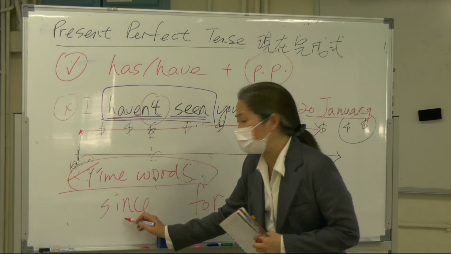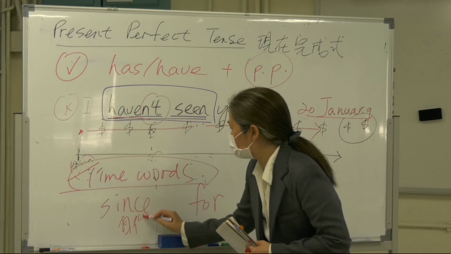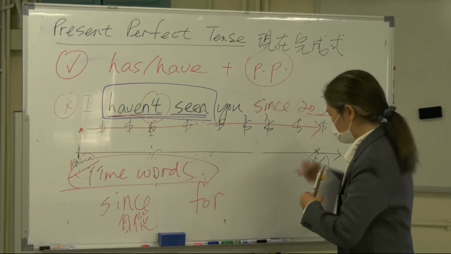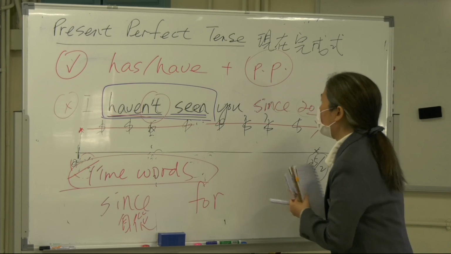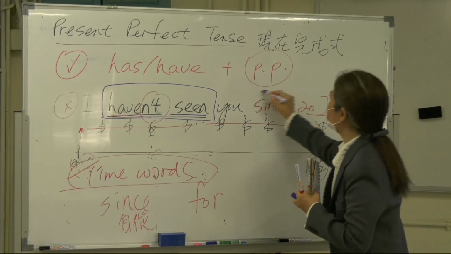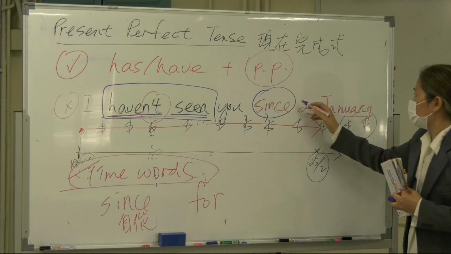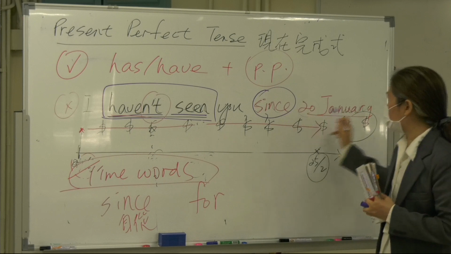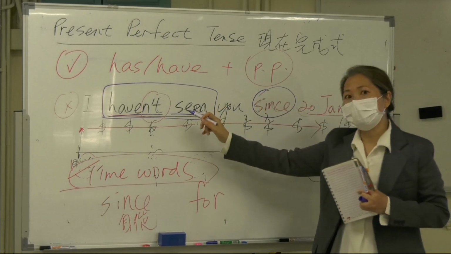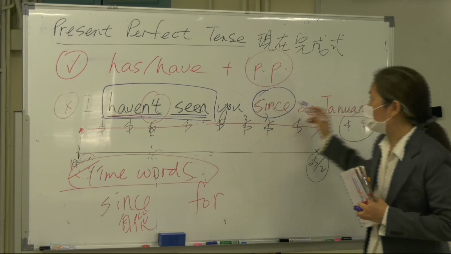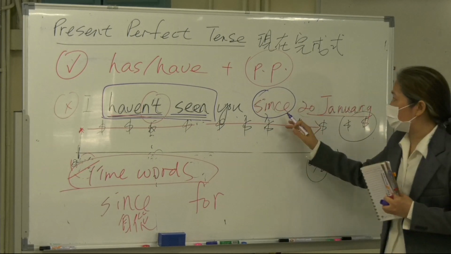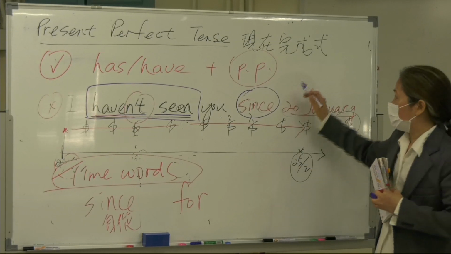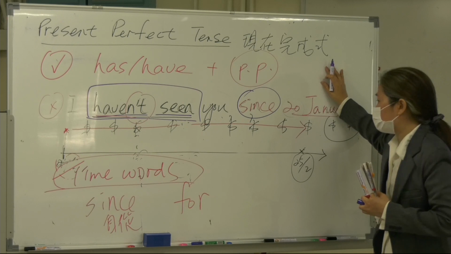Okay, since in Chinese means 自從. Just like my example. Just like this example. Since I haven't seen you since the 20th of January. So this one 自從1月20號開始，我到而家都冇見過你哋。So this one, usually when you see a time word like this, since and for, usually we can use the present perfect tense.